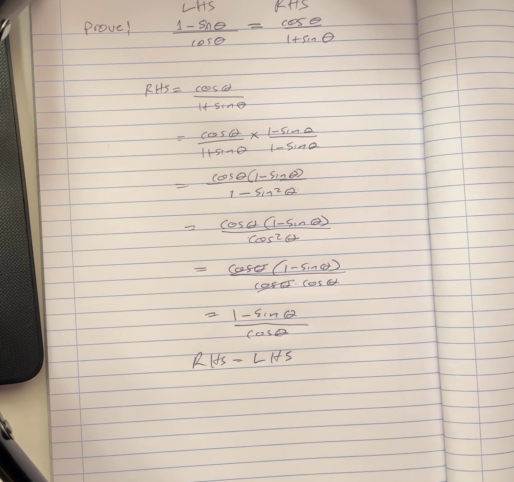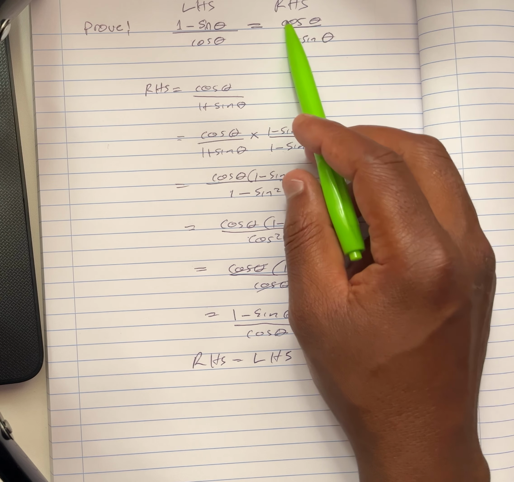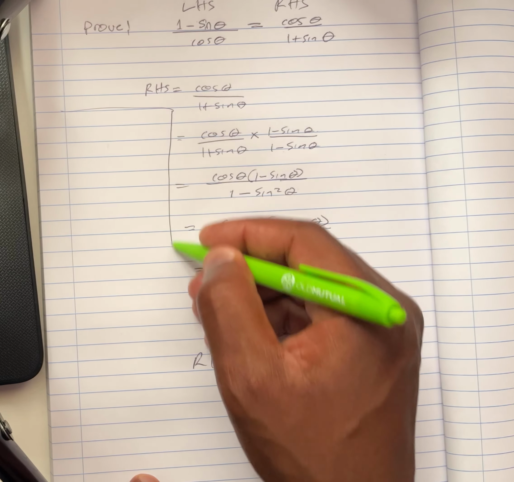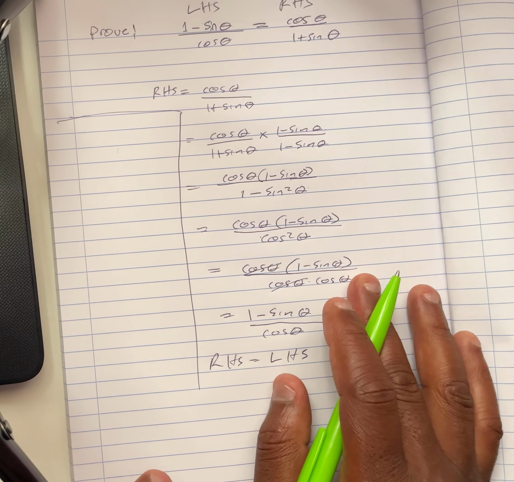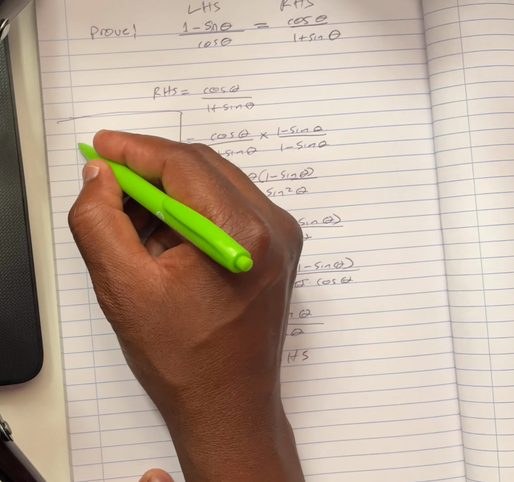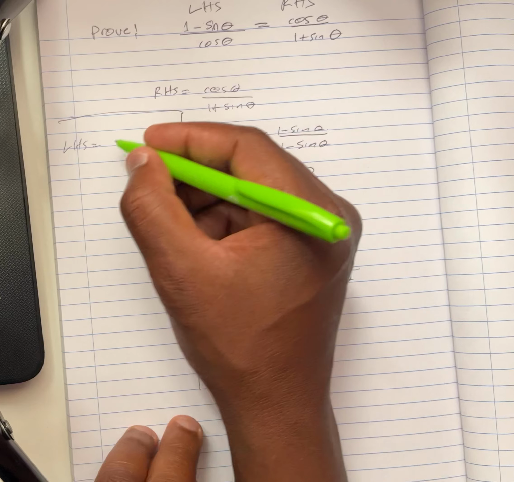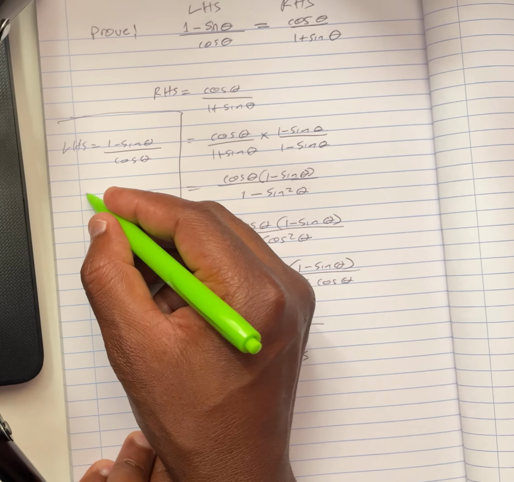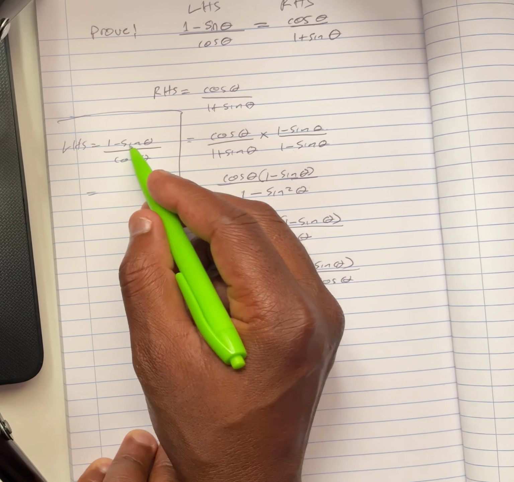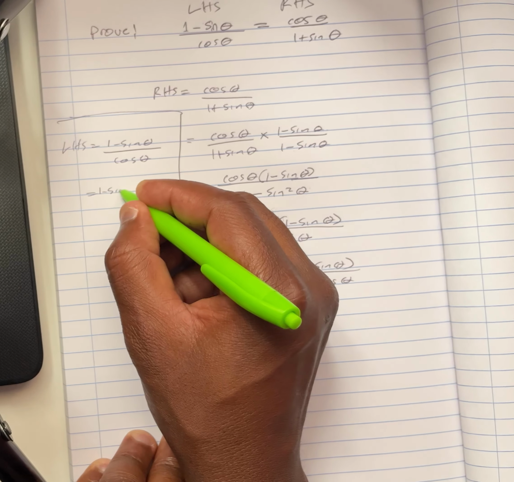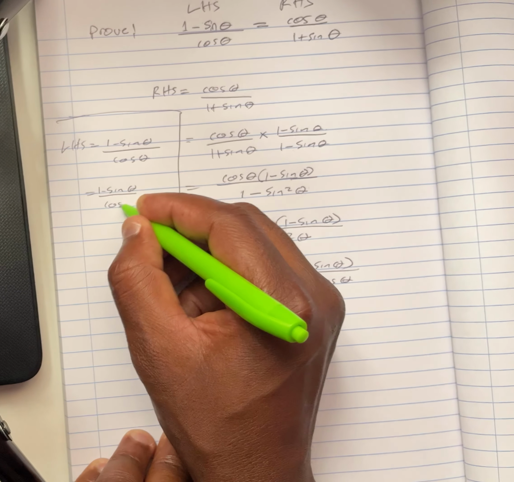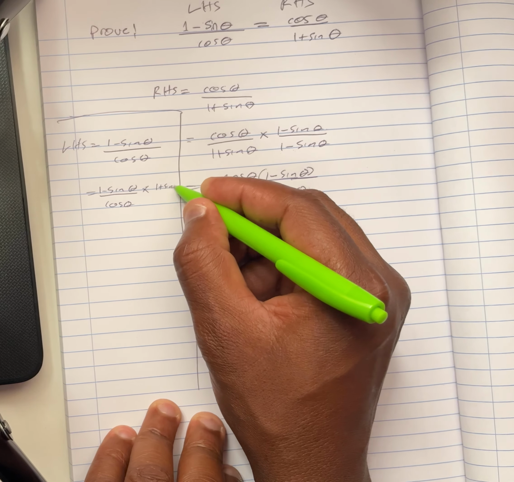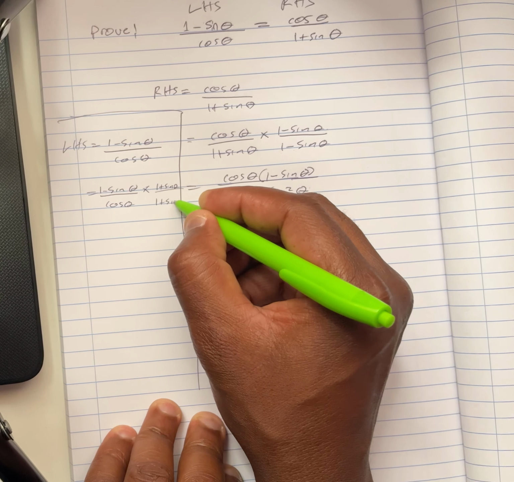You may also try to solve the left hand side. I believe that you are going to get the right hand side if ever you start with the left hand side. So if they say start with the left hand side, it is equal to 1 minus sin theta divided by cos of theta. In this case, you have to find the conjugate of the numerator. So it will be 1 minus sin theta divided by cos of theta, multiplied by 1 plus sin theta divided by 1 plus sin theta.